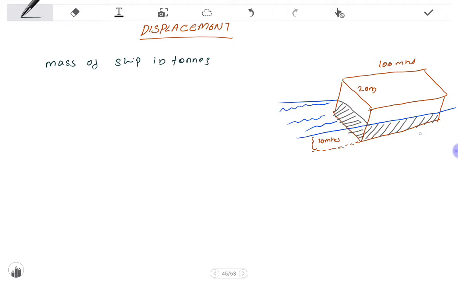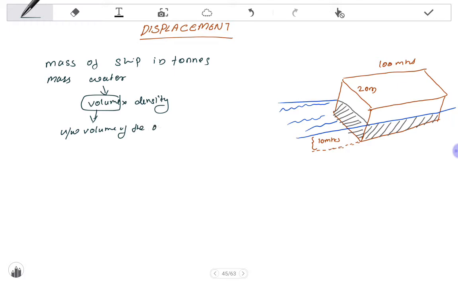So to find out the weight of that floating object, we need to find out the mass of the water. Mass of the water will be volume of water times density of the water. To get the volume of the water, it is better to find out the underwater volume of the object.